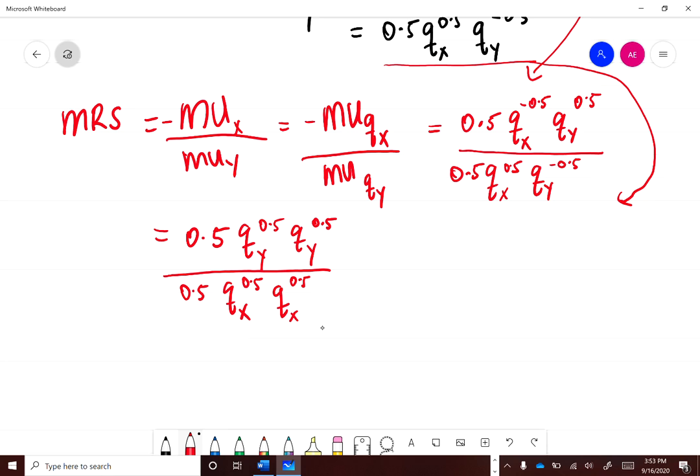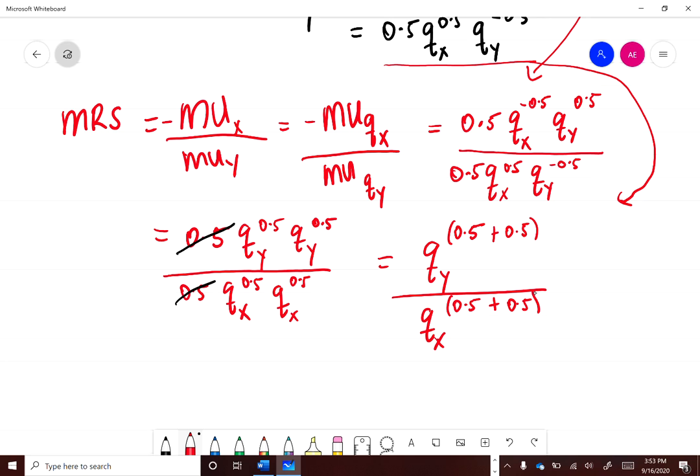Again, we have just x's in the denominator, and we have that these 0.5s can cross out. So this would be equal to q of y raised to the power of, since we're multiplying the same base, we can just sum the powers. So 0.5 plus 0.5 divided by q of x raised to the power of, yes, that's right, 0.5 plus 0.5. Very good. So we end up with just q of y over q of x.